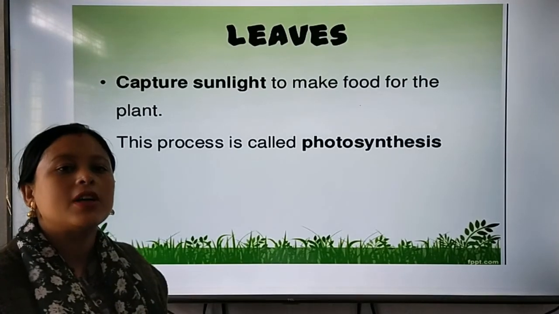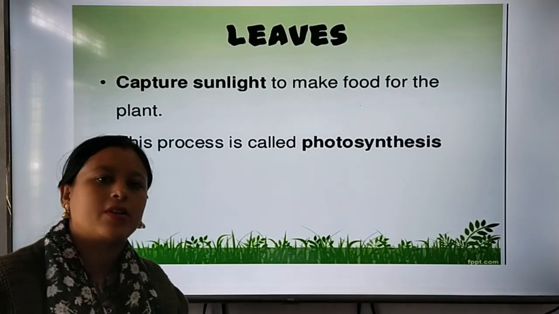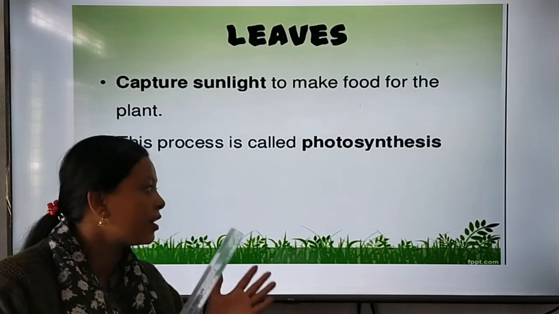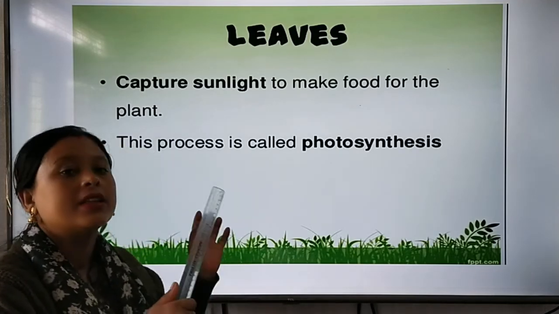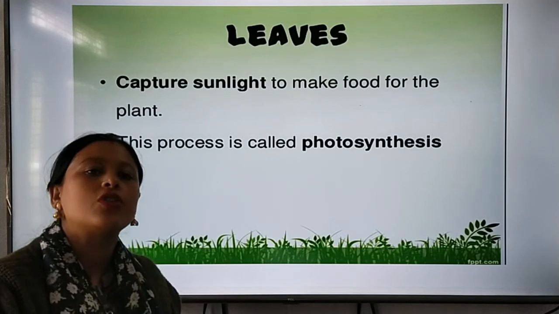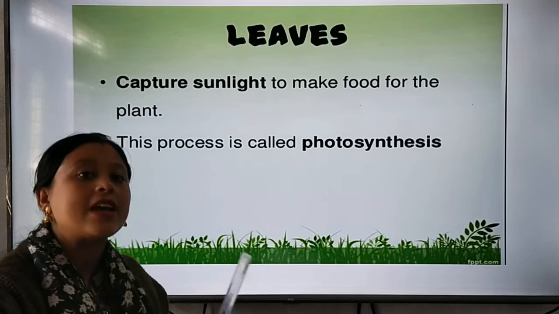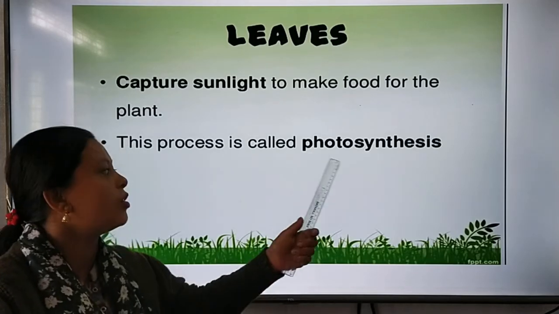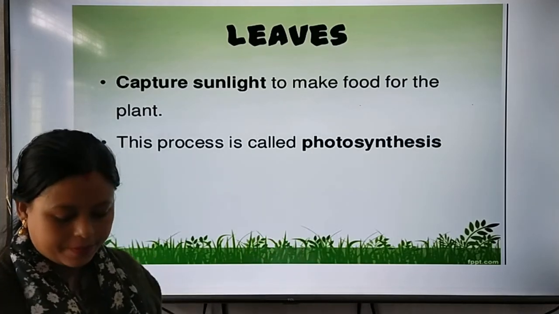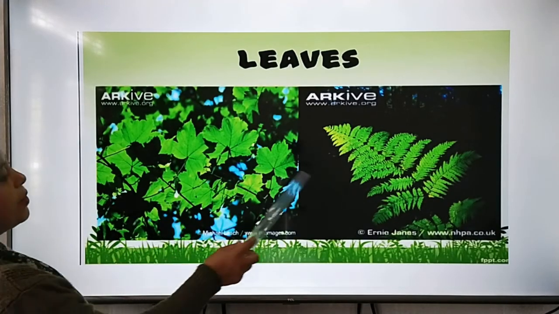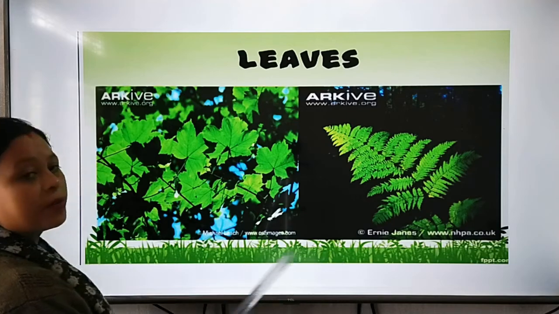So leaves also need some water, minerals and sunlight. Okay, that helps the leaves to make food for the plant. So the process of making food is called photosynthesis. Now leaves. These are examples of leaves of a plant.